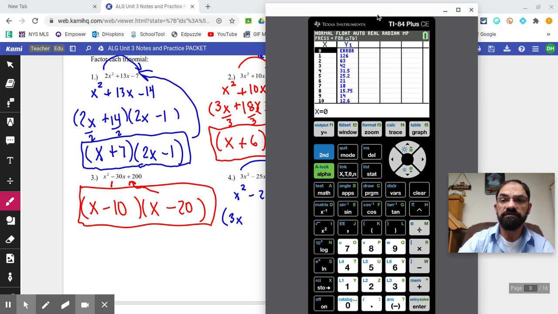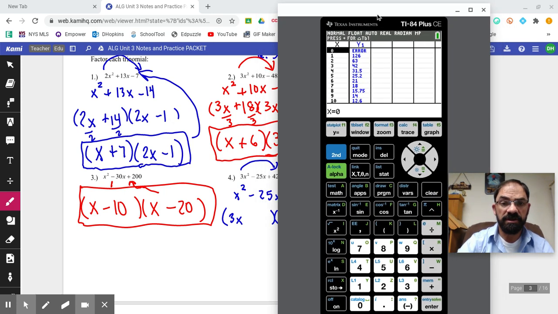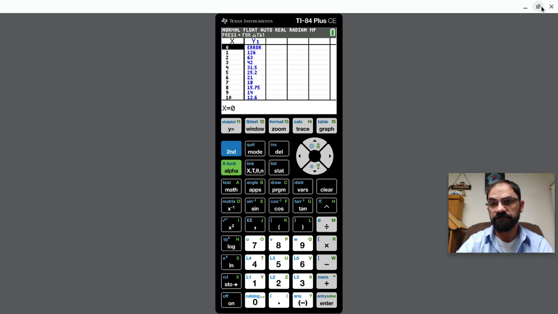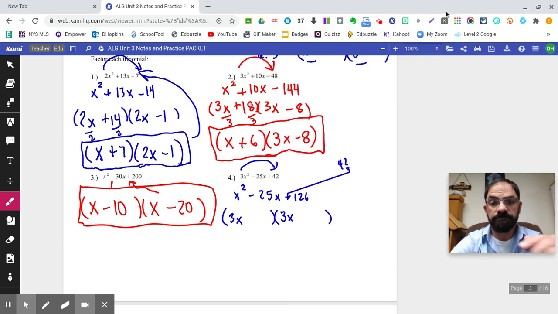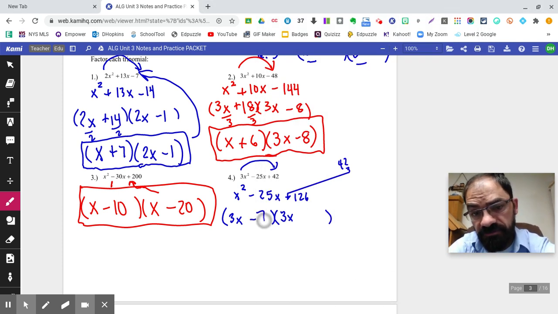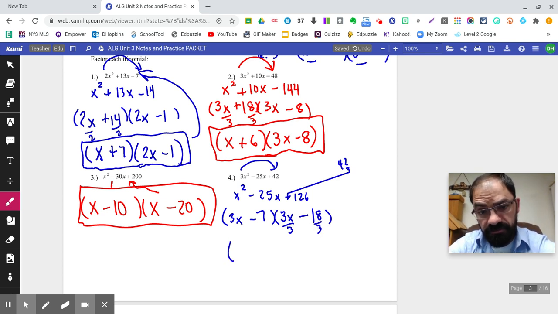And what is our middle term? Let's see this. Negative 25. Looking through this, I see a set of factors right here. 7 and 18 add to get negative 25. So negative 7, negative 18. Which ones reduce? These guys have a GCF.